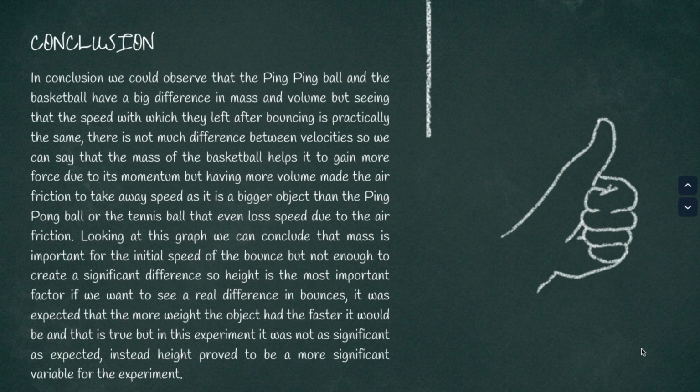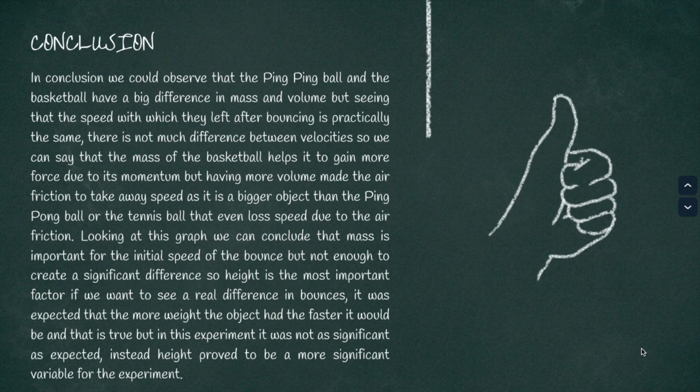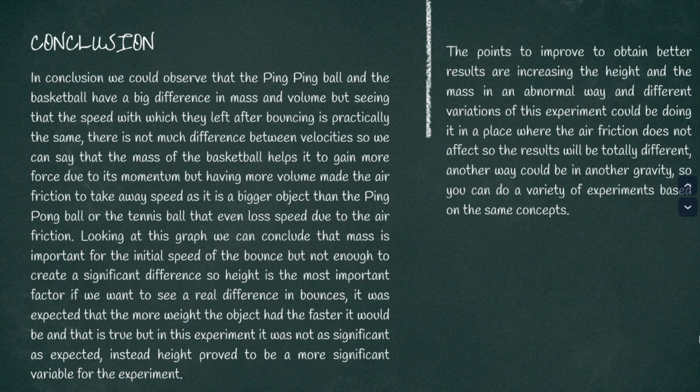In conclusion, we could observe that the ping pong ball and the basketball have a big difference in mass and volume, but the speed with which they left after bouncing is practically the same. There is not much difference between velocities, so we can say that the mass of the basketball helps it gain more force due to its momentum, but having more volume made the air friction take away speed, as it is a bigger object. The ping pong ball or the tennis ball also lose speed due to air friction.